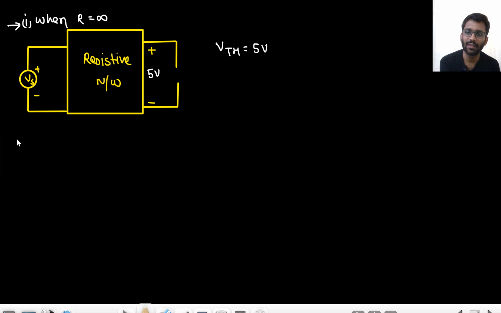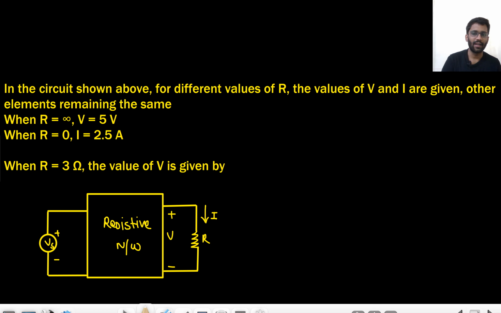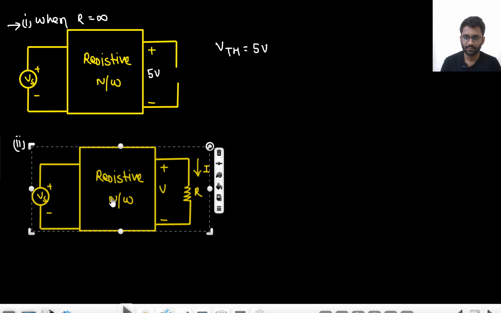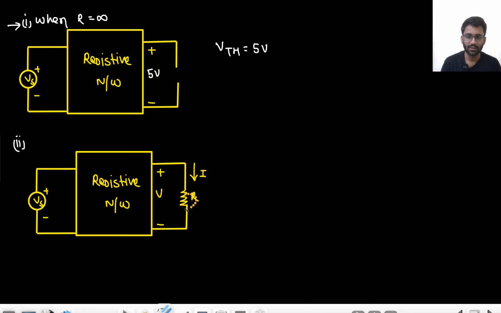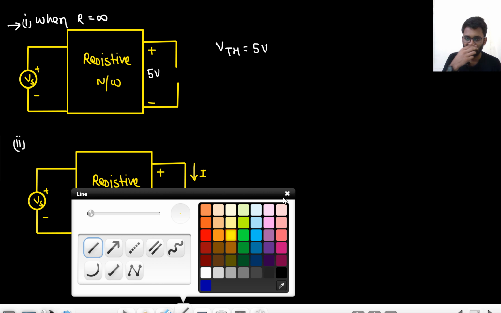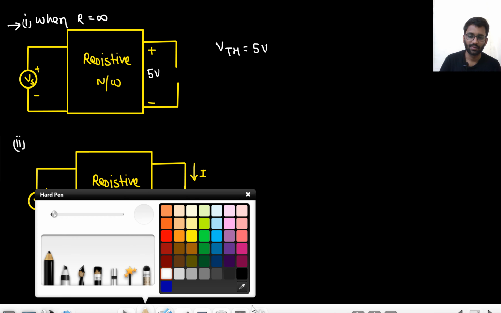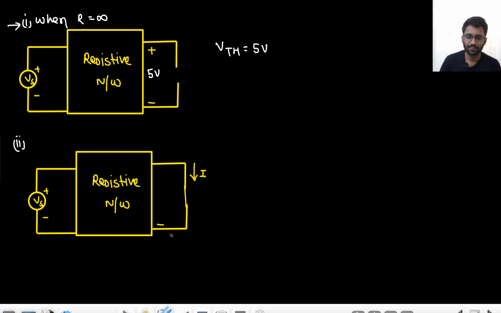Now this was the first condition given. What is the second condition given? R is 0 and I is 2.5 ampere. R is 0 this time. 0 R means shorted, right? So it is shorted now.